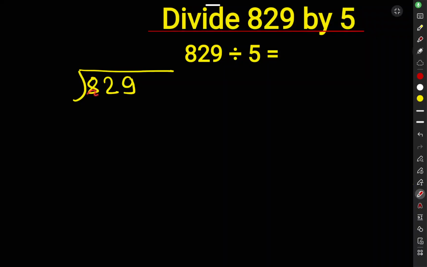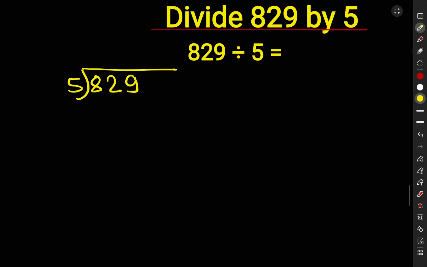We divide 829 by 5 in a long division method. 5 times 1 is 5. On subtracting we get 3. So now we put down this 2 and it is 32.